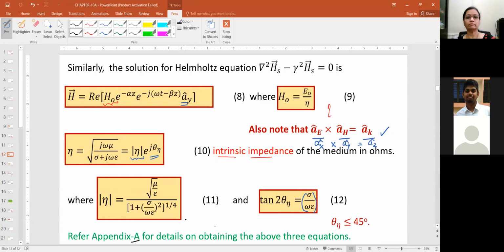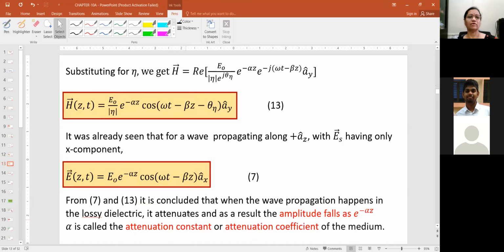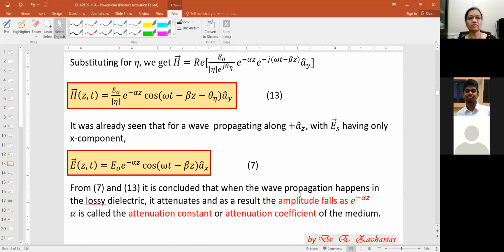Okay. Now what we'll do is, let us see, what was our equation? Let me just write here. Our equation that we got was, instead of E naught by... what did we write sometime back? We wrote H naught equal to E naught by eta. That's what we have seen, where eta is called the intrinsic impedance.